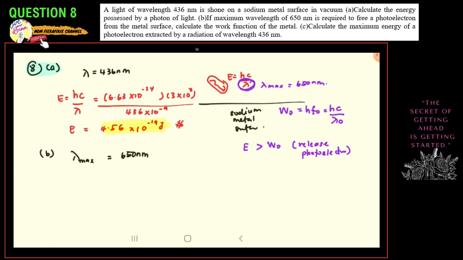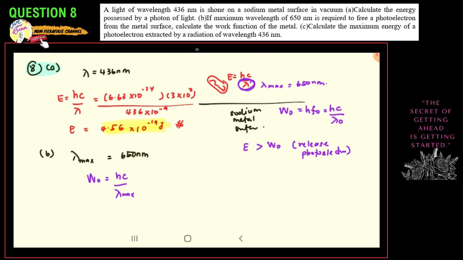So in order to release photoelectrons, E must be bigger than W naught. But in this case, kalau dia dah kata lambda maksimum, maknanya kalau hc bagi nombor yang besar, E tu kecil lah. Maknanya paling kecil dia adalah berapa? Kalau lagi besar lambda ni, energy of the photon akan jadi lagi kecil, so dia tak boleh untuk release photoelectrons. Okay, so kita boleh kira W naught. W naught is equal to hc over lambda, right? So in this case, we will use lambda maximum lah.